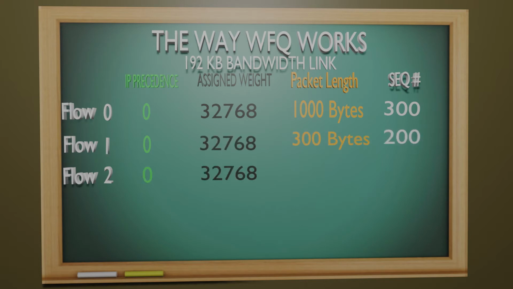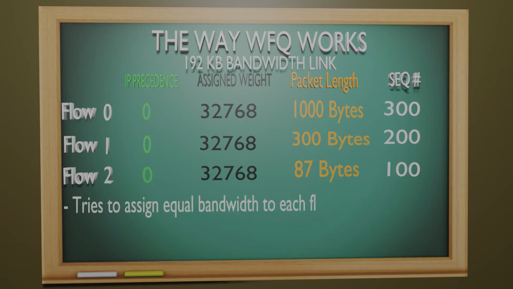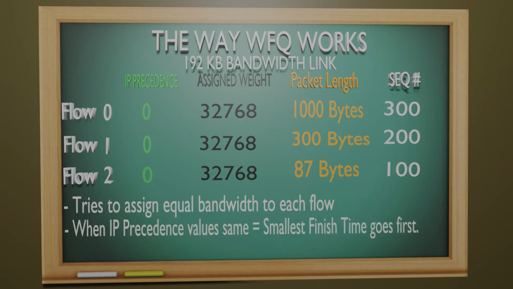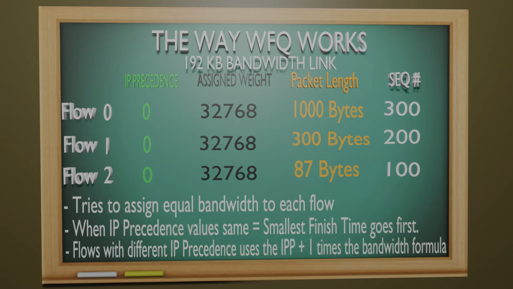Packet flows with a higher IP precedence value will get more favor toward bandwidth than others that have a lower IP precedence value. However, if packet flows share the same IP precedence value, then weighted fair queuing will determine who goes first or next based on their finish times, and finish times are basically based off the smallest packet. Last, weighted fair queuing uses the IP precedence plus 1 bandwidth formula to determine how much bandwidth to give a flow that has a higher IP precedence value.